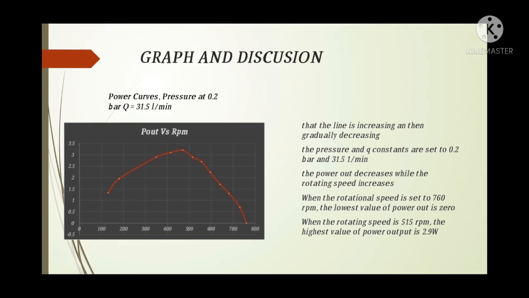Next, we continue on the graph of power out versus rotational speed for the second experiment. For the power curve, it can be noticed on the graph that the line is increasing and then gradually decreasing when the pressure and Q are set at 0.2 bar and 31.5 liters per minute. The power out decreases while the rotational speed increases. When the rotational speed is 760 rpm, the lowest value of power out is 0. When the rotational speed is 515 rpm, the highest value of power output is 2.9 watts.